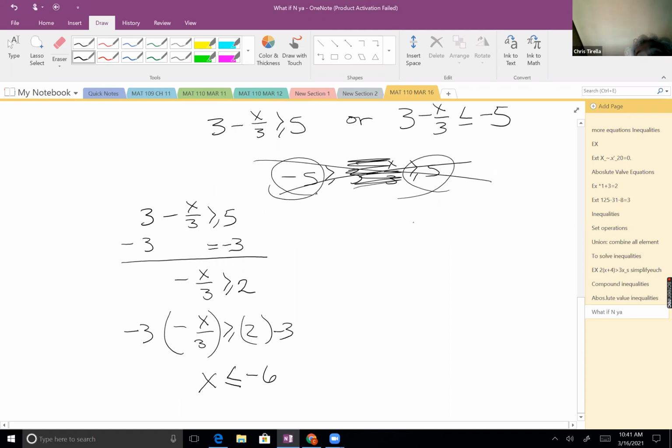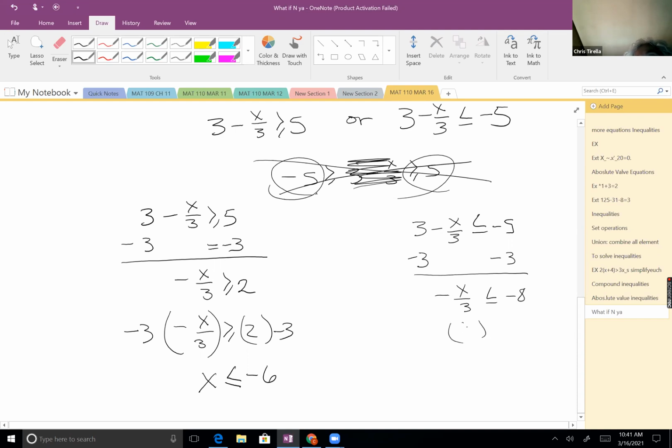On the other side, where I had 3 minus x over 3 less than or equal to negative 5, again, we'd start by subtracting 3 from both sides, giving me negative x over 3 is less than or equal to negative 8.